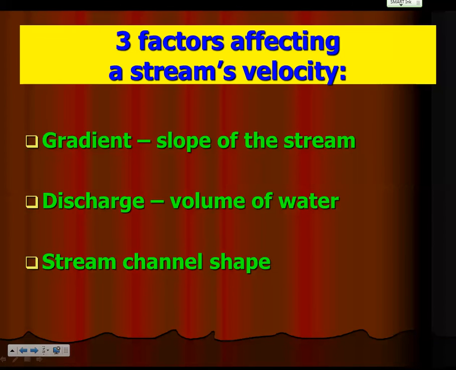The shape of the stream channel also has an effect on how fast it flows. If it all of a sudden gets narrow for some reason, it's going to speed up. And then if the stream channel widens out, it's going to slow down. Or if it gets shallow all of a sudden, it's going to speed up, maybe make some rapids. And if it gets deeper, you're going to notice it'll slow down. There's more room for it to flow.